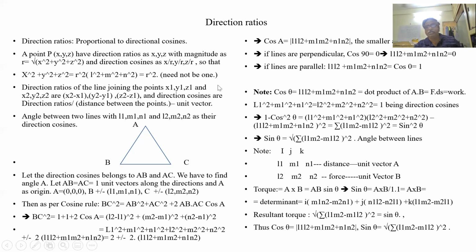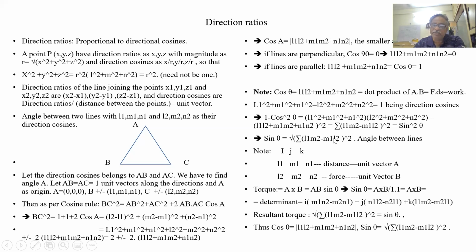So we have a cos angle. What is cos theta between two lines? L1 L2 plus M1 M2 plus N1 N2. We have a sine angle. What is sin theta between two lines? Square root of sigma (L1 M2 minus M1 L2) whole square. Root of whole square means L1 M2 minus M1 L2. It comes to that vector. So this is sin theta.